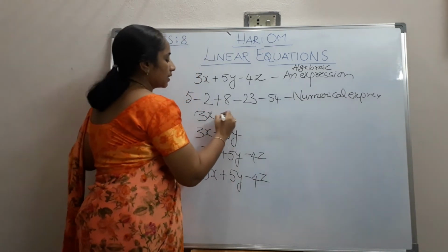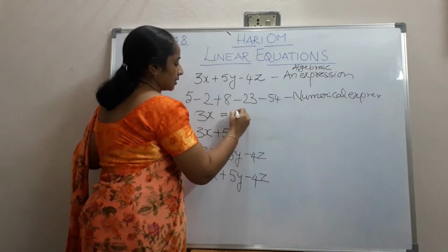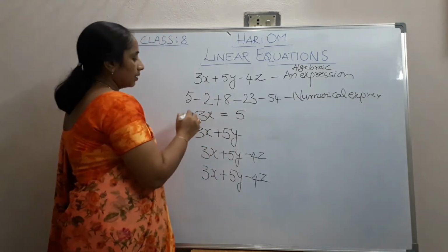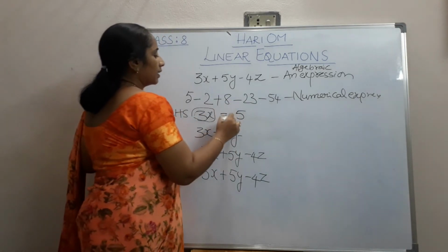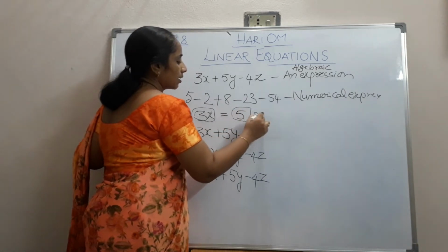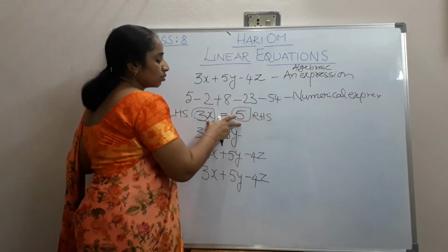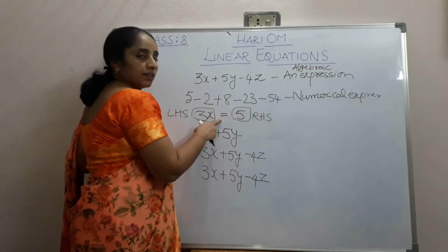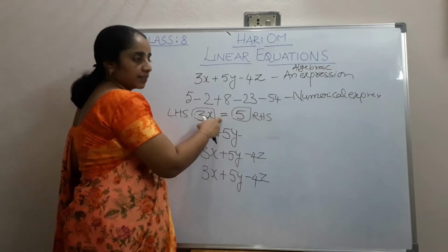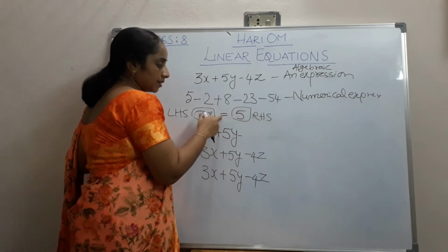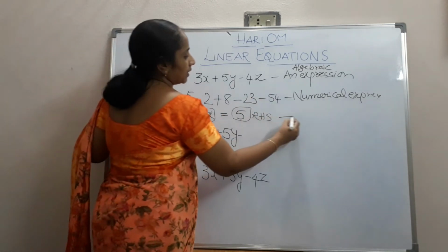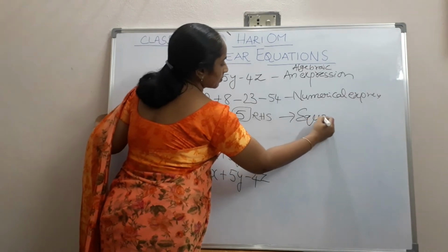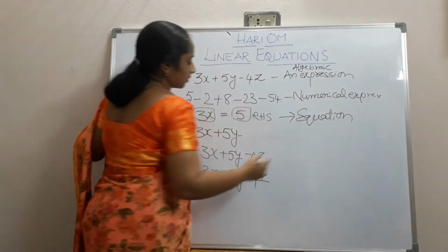In expressions, if having two parts, that is, LHS and RHS. This is the left hand side LHS, and this is the right hand side RHS. These two are joined by an equal to sign, joined by this equality sign, then we call it an equation.